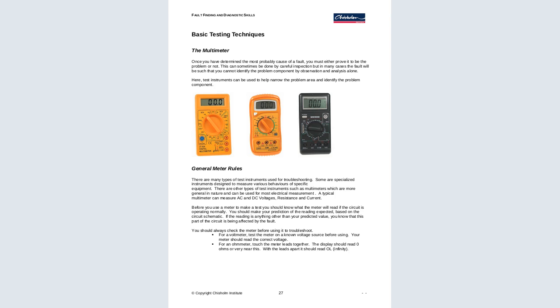Once you have determined the most probable cause of the fault, you must either prove it to be the problem or not. This can sometimes be done by careful inspection, but in many cases, the fault will be such that you cannot identify the problem component by observation and analysis alone. So here the instruments can be used to help narrow down the problem component. So we have now the general meter rules.